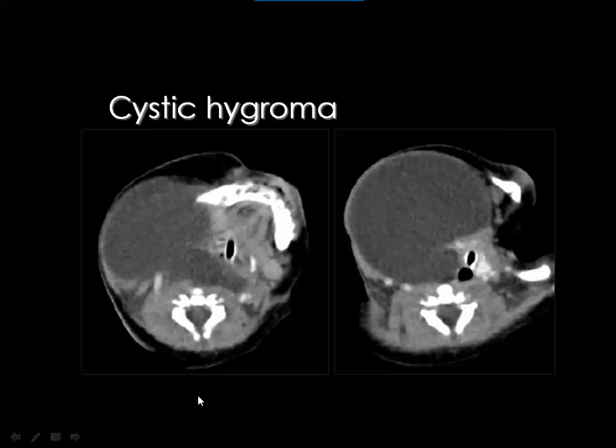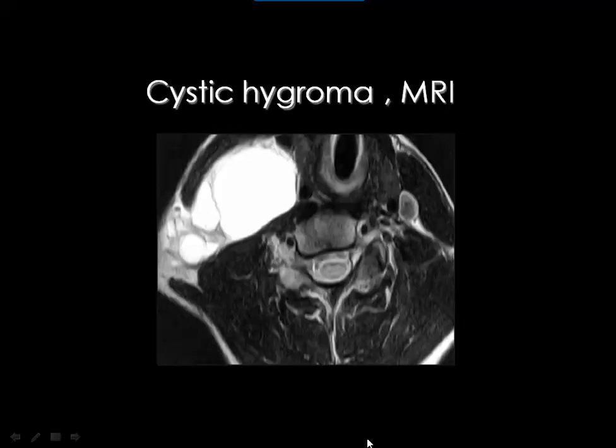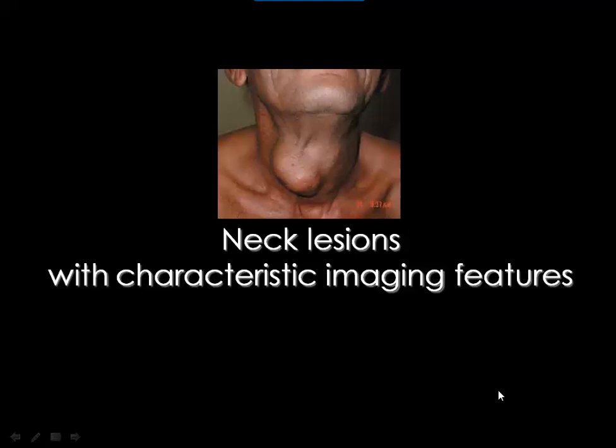Also, this is a good example of cystic hygroma. You remember that the cyst is big, but the branchial cleft cyst is small and it has a typical location. And this is cystic hygroma by MRI axial T2 weighted image. You can appreciate some internal septations within the cyst.